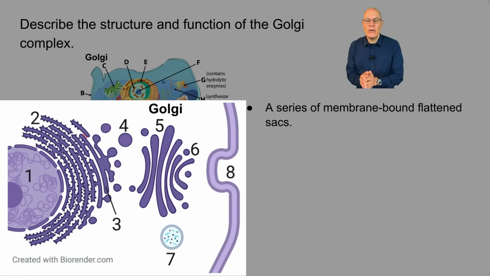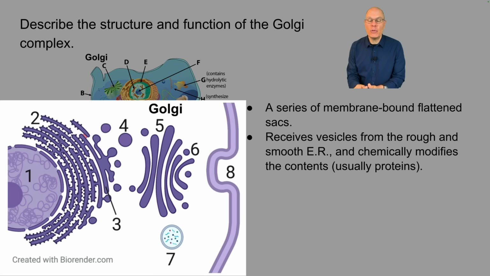Describe the structure and function of the Golgi complex. The Golgi is a series of membrane-bound flattened sacs, and you'll remember that flattening increases surface area. The Golgi receives vesicles from the rough and smooth ER and chemically modifies their contents. So here's the rough ER, here's the smooth ER, here's the Golgi, and here's a vesicle bringing something from the ER system to the Golgi.